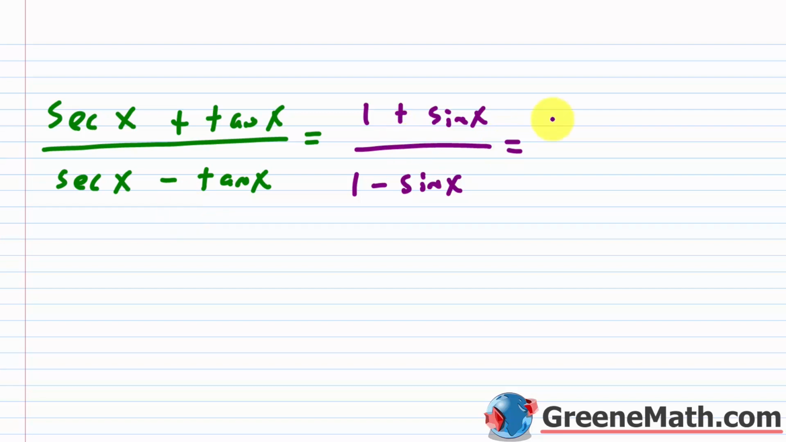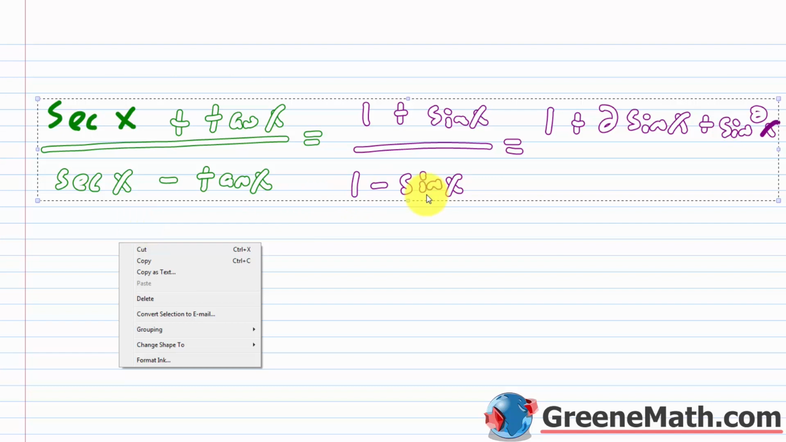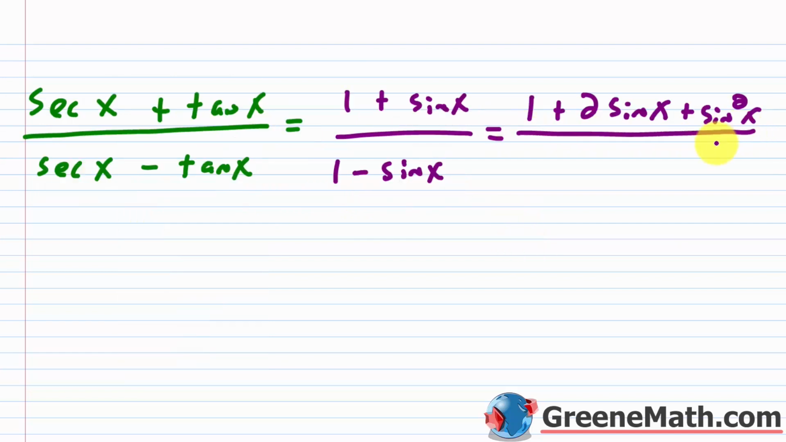Okay, and this is going to be your 1 plus 2 times sine of x plus sine squared of x. Let me see if I can scooch this down just a little bit more. And then over, you had your cosine squared of x. Okay. So this is going to basically do it for this one.